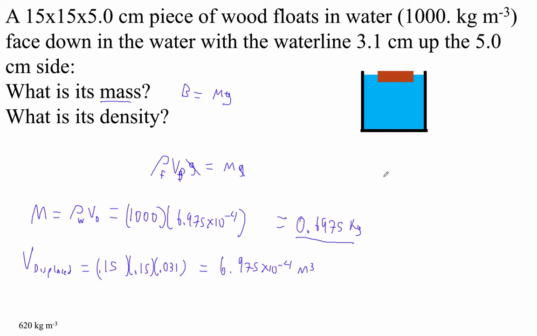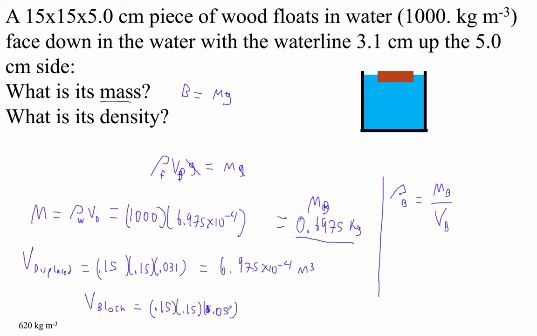Okay, so now what is its density? Well, the density of the block is going to be the mass of the block, which we just figured out, divided by the volume of the block, right? And remember, this is not the volume of the block, that's the volume displaced. So the volume of the block is equal to 0.15 times 0.15 times 5. Oh, sorry, 0.05.